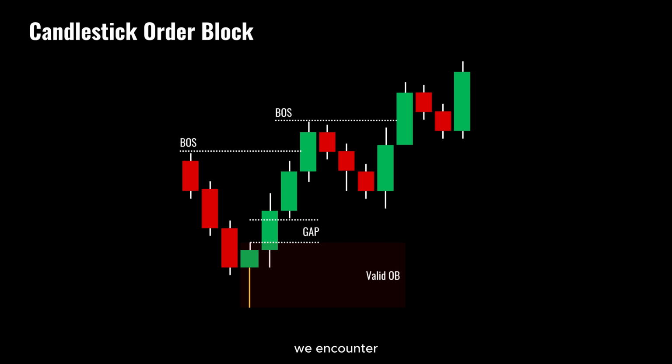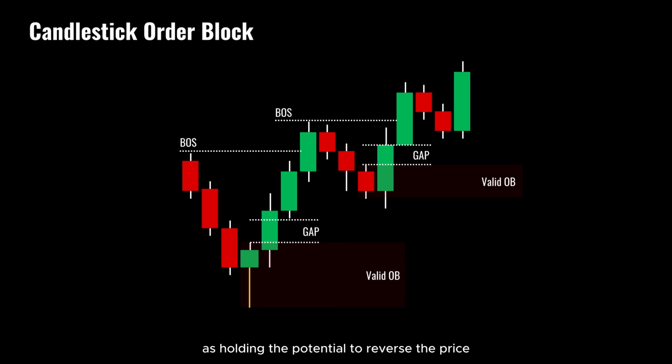Moving up the chart, we encounter another notable upward movement marked by a red candle, the last bearish candle before a significant upward thrust. This bearish candle successfully took out and swept the liquidity below the previous bearish candle, creating a discernible gap between the three sequential candles. With all the criteria for a valid order block met, we can now regard this candle as holding the potential to reverse the price, particularly if it pulls back down and mitigates. The detailed examination of these examples underscores the critical role that specific criteria play in identifying a valid order block.